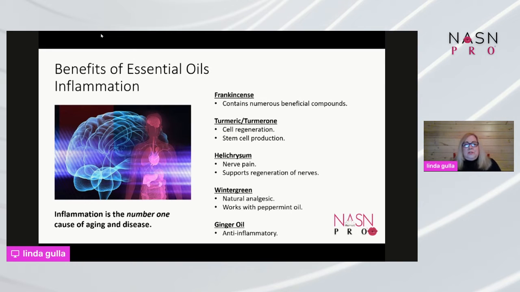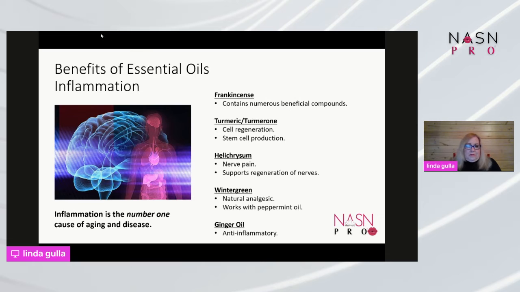So when you're doing procedures such as microdermabrasion, chemical peels, any type of cosmetic procedures which stimulates fibroblasts and cell regeneration, turmeric can enhance that, enhance the cell regeneration when you're doing procedures. Helichrysum also works with nerve pain and supports regeneration of nerves. Again, that would help more with the brain as well, or even with the spine. This essential oil can help regenerate nerves.